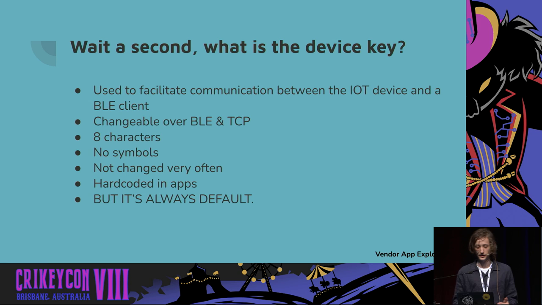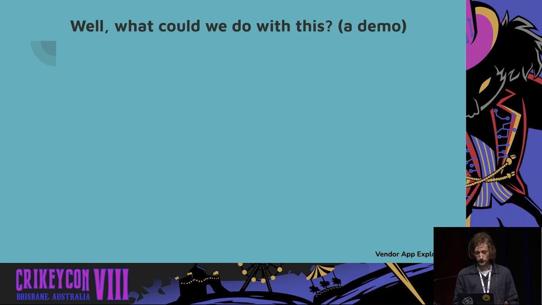So wait a second. There was this device key there. What does the device key do? Well, the device key is used to facilitate communication between the IoT device and a BLE client. So essentially, it's just like the first line of defense. This device key is changeable over BLE and TCP. It is 8 characters. It has no symbols. It is not changed very often. It is hard coded in apps, but it's always default. Always. So what could one do with this?